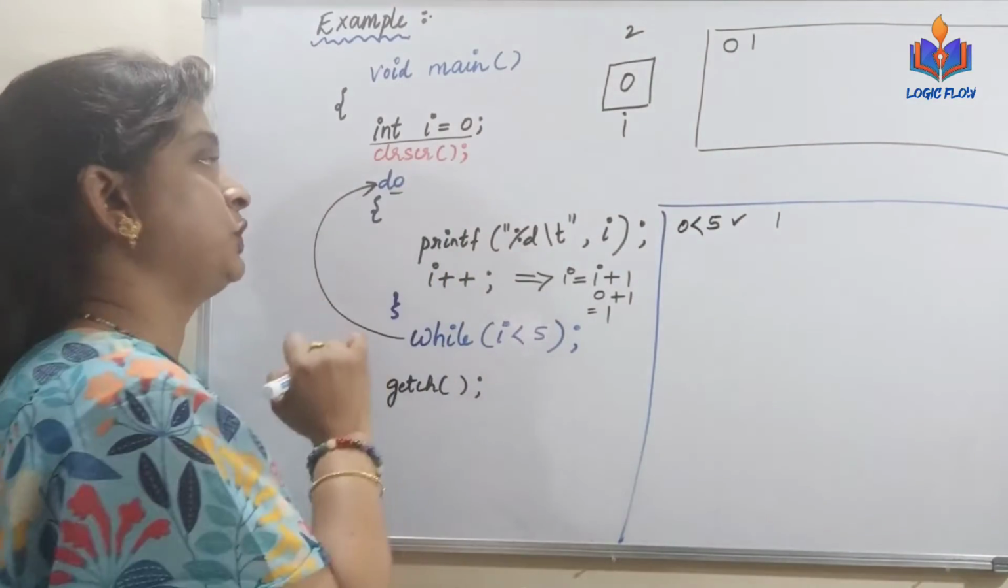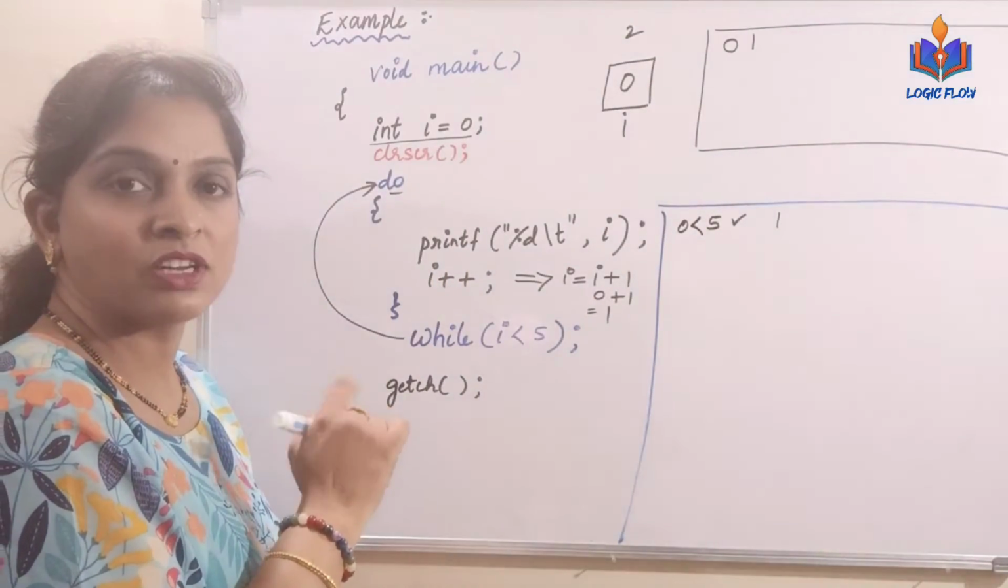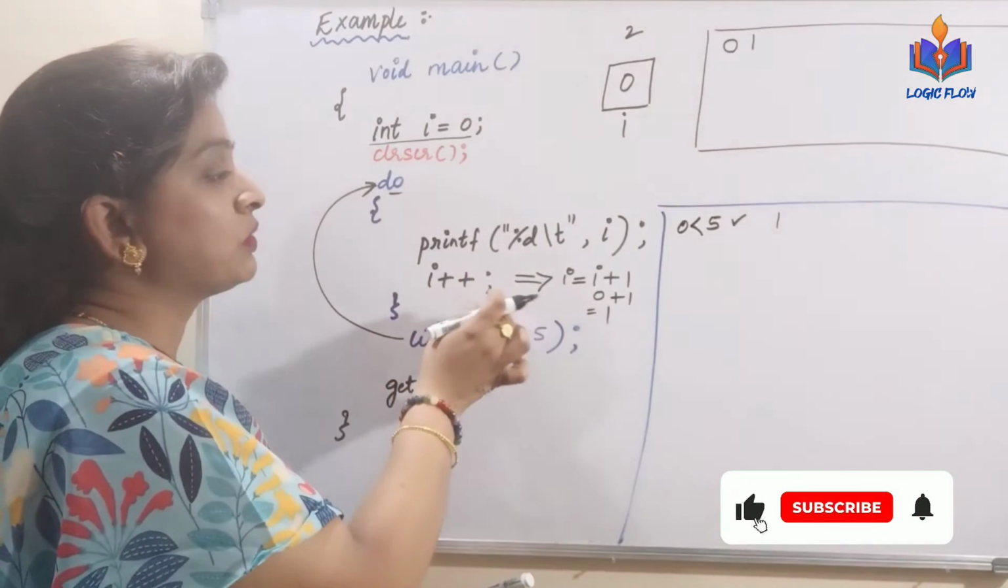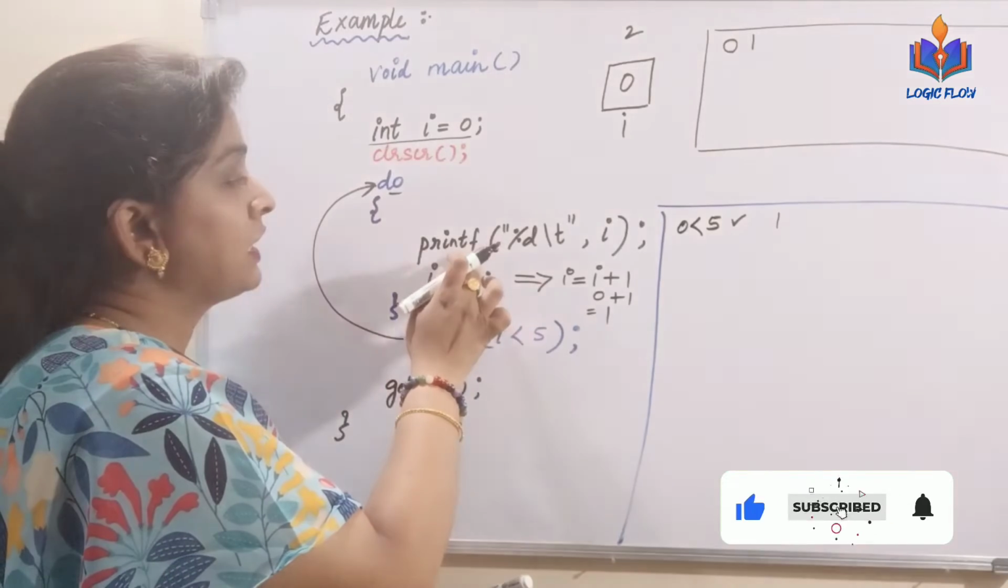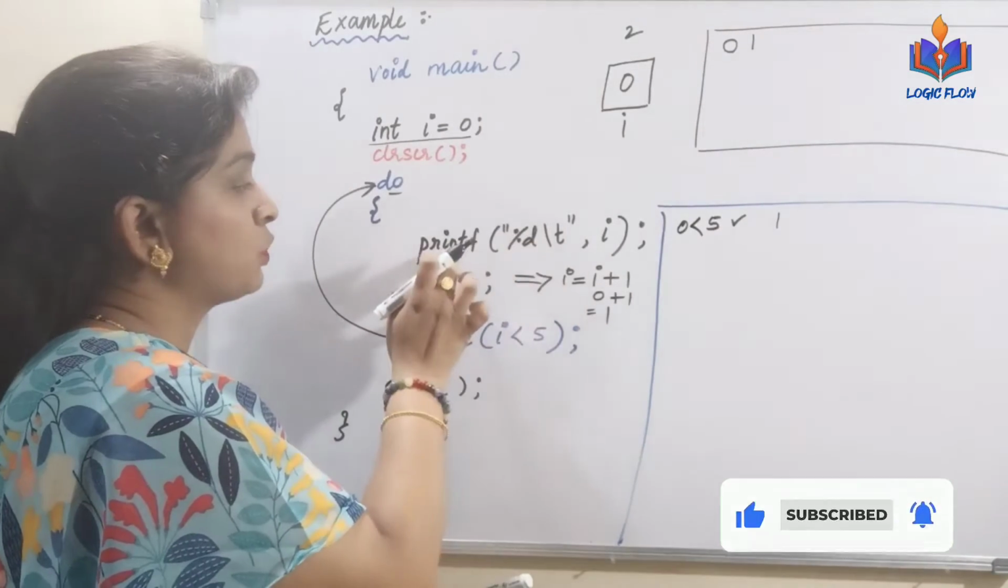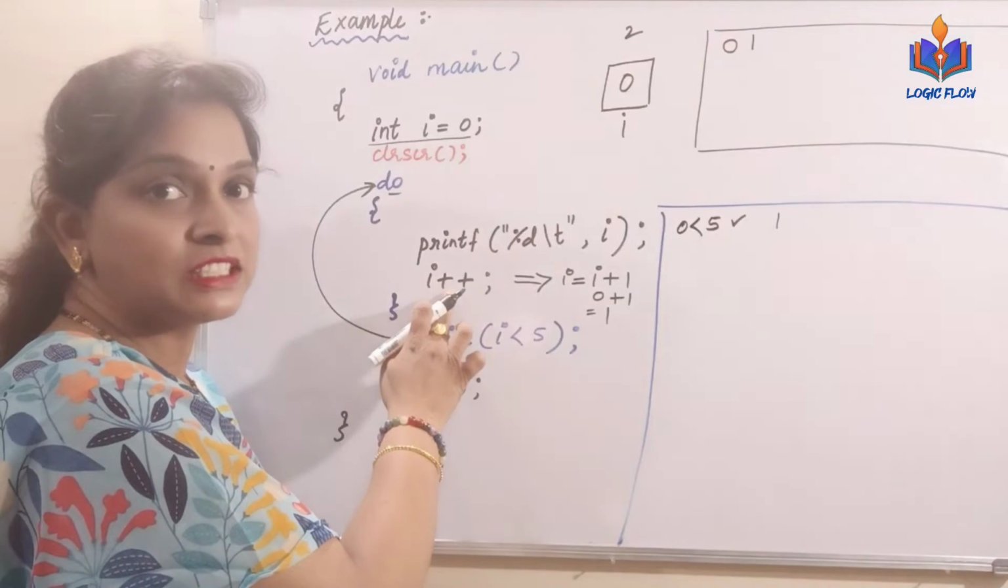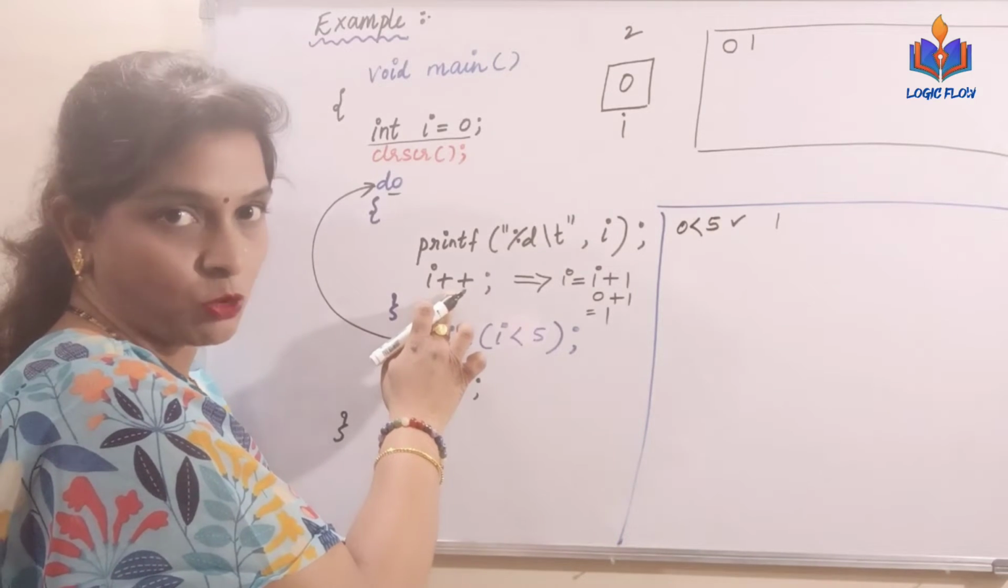Then the keyword do. As soon as the compiler encounters the keyword do, it is going to execute the statements. It is saying print the value. So you have two statements. One is printf and one more is increasing the value of i, i plus plus, the increment operator.